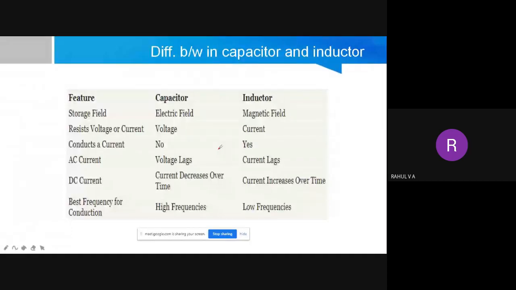So how it stores energy: a capacitor stores energy in an electric field, an inductor stores energy in a magnetic field. Resisting voltage or current: a capacitor resists changes in voltage, an inductor resists changes in current. Conducting current: there is no conduction between the two parallel plates because there is a dielectric medium. It is not actually a conductor between the two plates. So current conduction is not possible through a capacitor. And an inductor conducts current because it is a coil. So through the coil, current can flow.